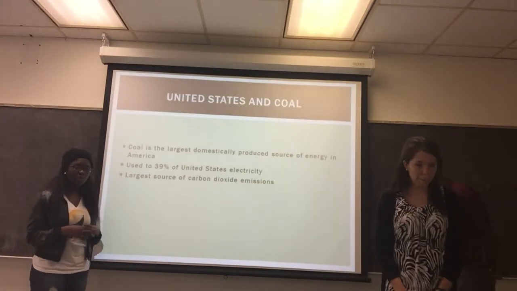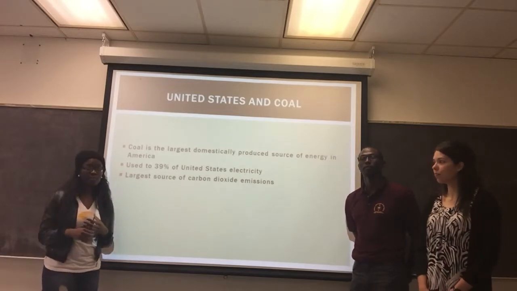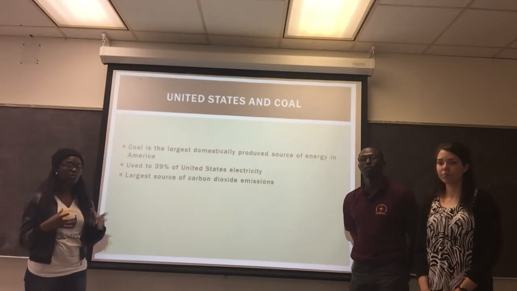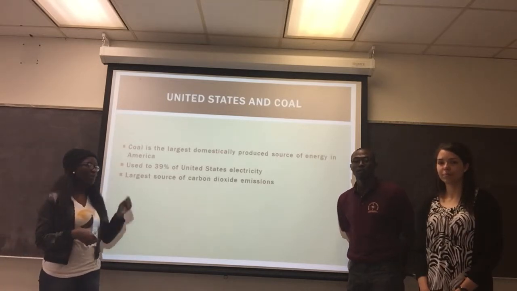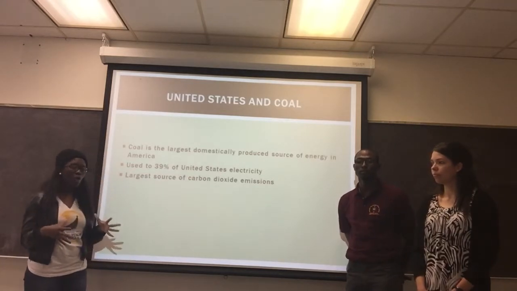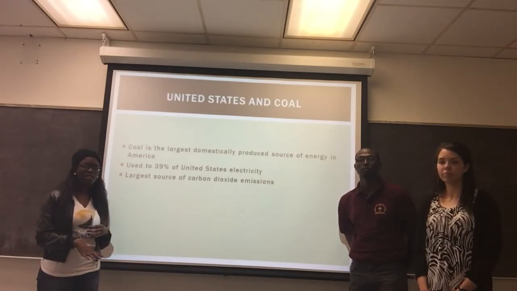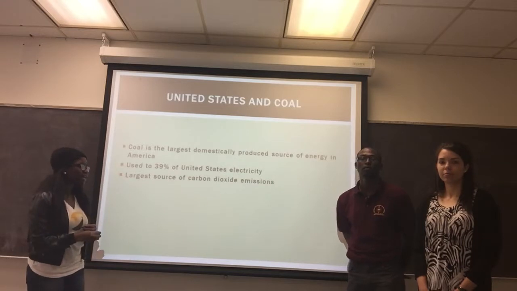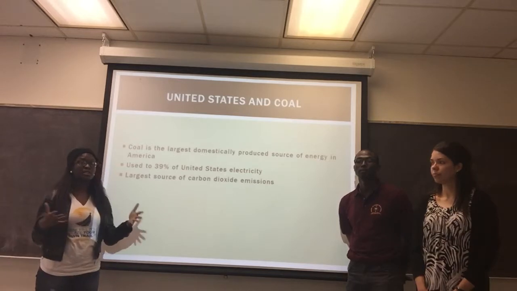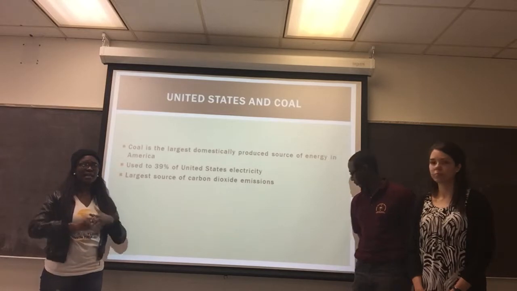Another source of energy that we use within the United States that needs to be decreased is coal. Coal is actually the largest domestically produced source of energy within the United States, and the majority of that coal, once it is produced, goes into generating electricity. About 39% of United States electricity is generated from coal. The problem with coal, even though it is domestically produced, making it very low risk as far as national security is concerned, is that it is very high in carbon dioxide emissions. Coal is actually the dirtiest fossil fuel and emits the most sulfur oxides and nitrogen oxides.